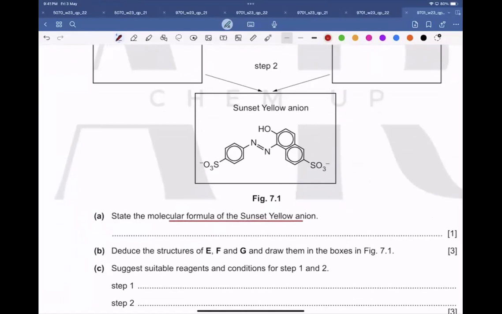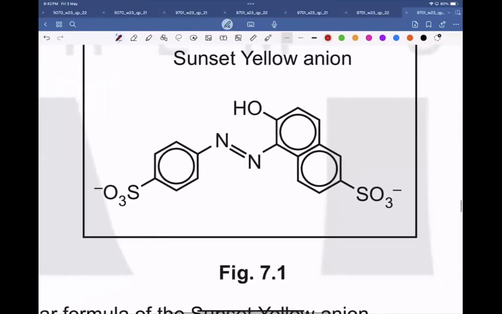So if you see, this is the whole molecule, right? And we have to write the molecular formula. If you look at the carbons, let's start with carbon. How many carbons do we have? 1, 2, 3, 4, 5, 6, 7, 8, 9, 10, 11, 12, 13, 14, 15, 16. So we got 16 carbons.